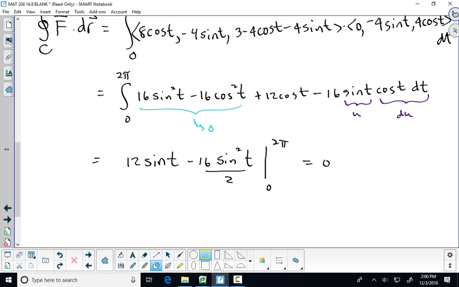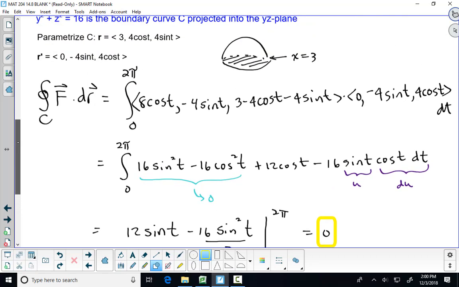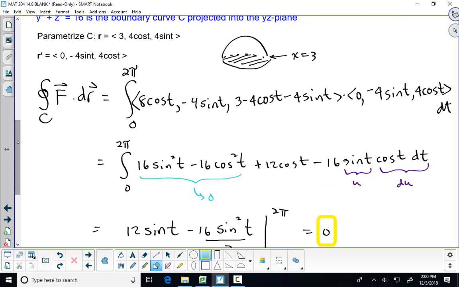Question: since there's a negative in front, couldn't you also do u substitution the other way? Yep, definitely. Cosine squared over 2. That would also work. If you let this be u, then it would be minus du, and it'll still be 0. It better still be 0, right?